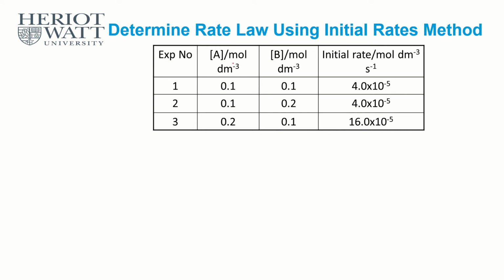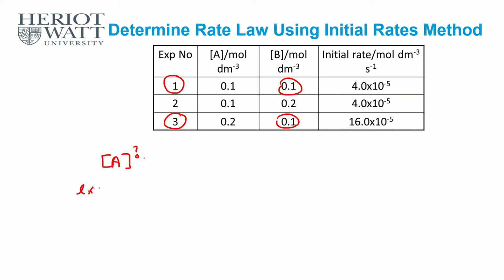Now let's say I'm looking for the order of reaction for reactant A. Since we are focusing on A, then B must be constant. So which 2 experiments should we compare when B is constant? 1 and 3. Look at that, B is constant. We can ignore B. We just look at the changes in A and what's the result in terms of the rate of reaction.